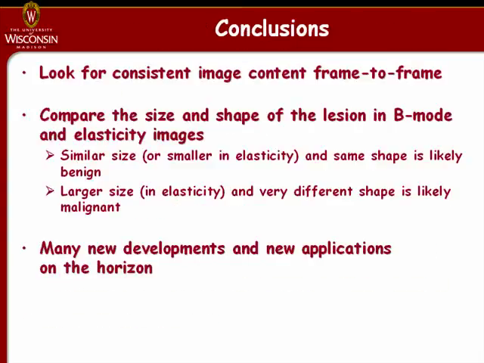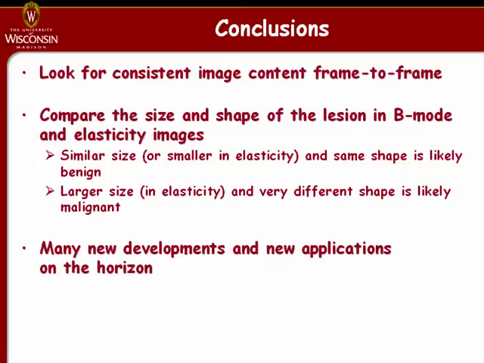So just to conclude, in the normal strain imaging that's available on the systems on the market today, one of the things you want to look for is consistent frame-to-frame information across the sequence of frames. When you see the same information through a series of, say, 3 to 5 frames or more, then you can have increased confidence that the information really is robust. In interpreting that information, you want to look at the size and shape of the lesion in B mode compared to the elasticity image.